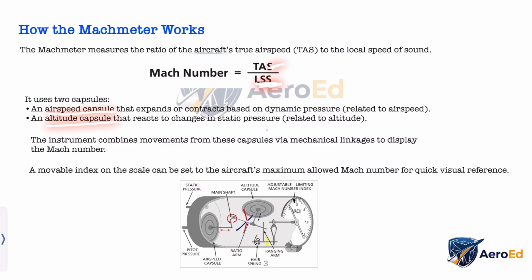How does it get it? From the altitude capsule, it gets the altitude, right, at which height it is flying. From that we know the relationship between altitude and temperature. So from that the altitude capsule gets the temperature, and we also know the formula of local speed of sound, that is local speed of sound equals 38.95 times the square root of temperature. So if we know the temperature, we can also find the local speed of sound. So using these two capsules, the Machmeter shows us the Mach number.